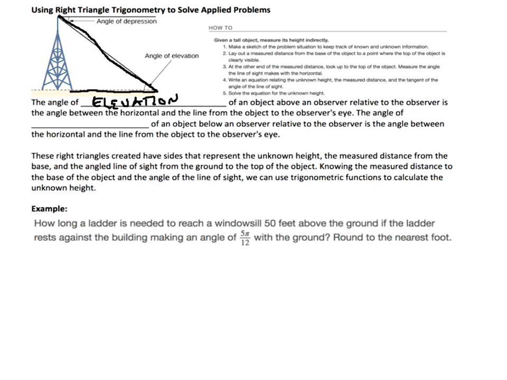And the angle of depression starts at the object, the height of the object, and that angle down to the observer's eye. So you've got these two angles, angle of elevation and angle of depression.